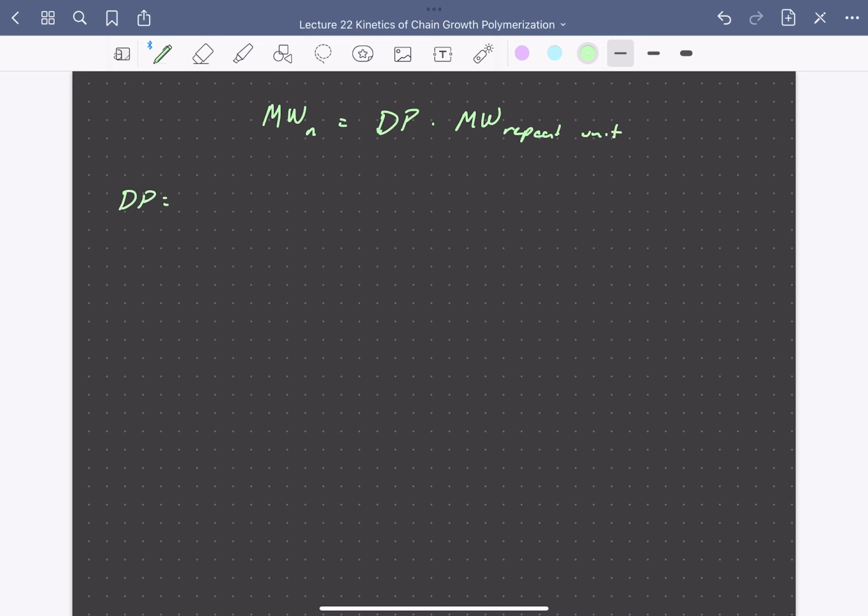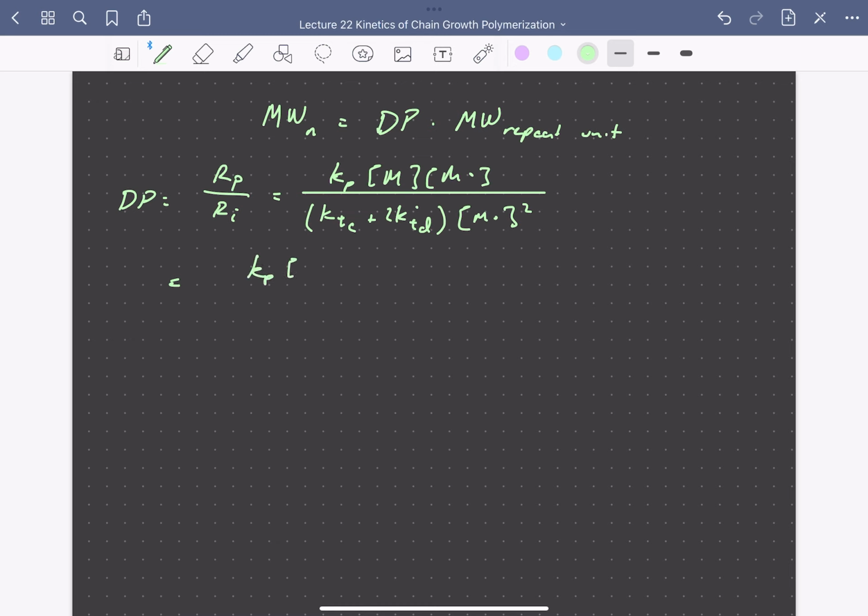So the degree of polymerization we can calculate as the rate of propagation divided by the rate of initiation. And again, if we have a pseudo-steady state approximation on our growing chains, the rate of initiation and the rate of termination are going to be equal. So we can write this as the rate of propagation. So that's going to be the propagation rate constant times the concentration of monomer times the concentration of growing chains, divided by, like I said, the rate of termination and initiation are equal. So I'll write the denominator here as the rate of termination. So this depends on our rate constants for our two mechanisms of termination times the concentration of growing chains squared. So this will simplify to the propagation rate constant times the concentration of monomer over our rate constants for termination times the concentration of growing chains.